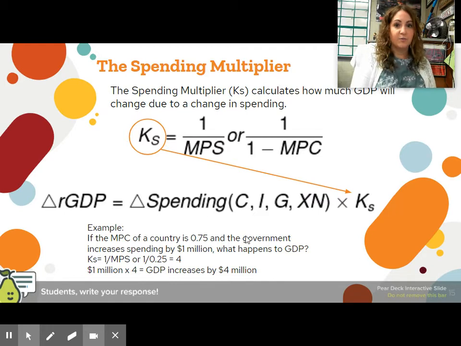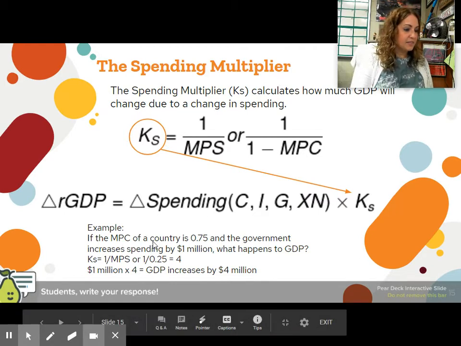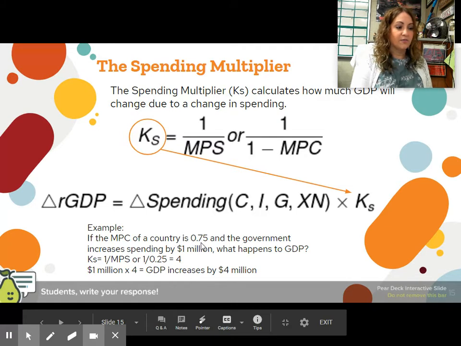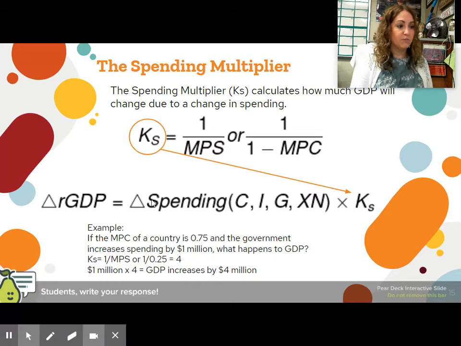But I have an example here at the bottom of the screen. It says if the MPC of a country is, and this is basically how it's going to be worded on a test or a quiz, if the MPC of a country is 0.75 and the government increases spending by $1 million, what happens to GDP? Okay, so you have your change of spending, 1 million. So you can put that directly into this formula right here, because this end formula is what you are trying to solve for. You often have to solve for KS first, but the end result is this second equation.